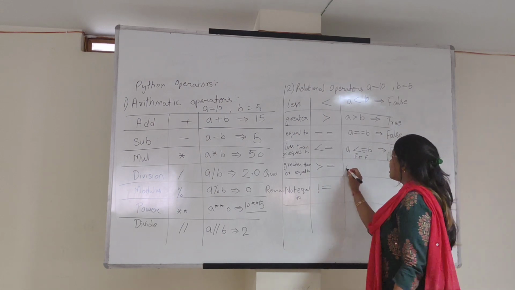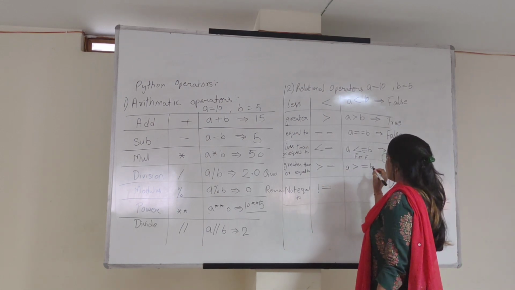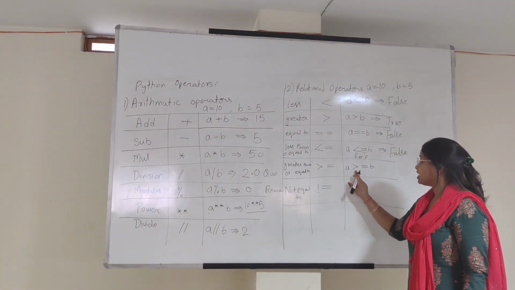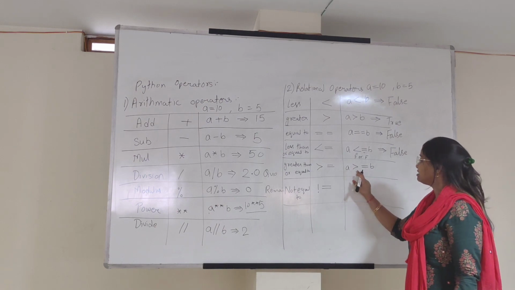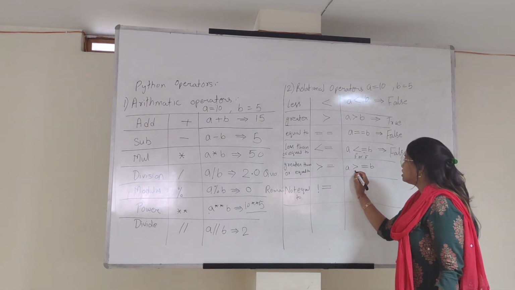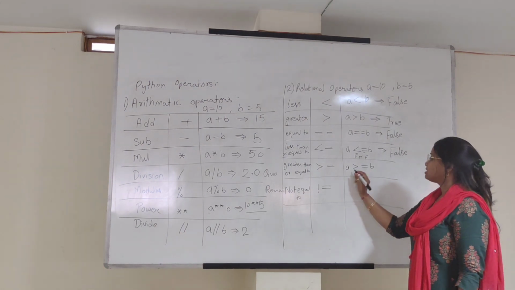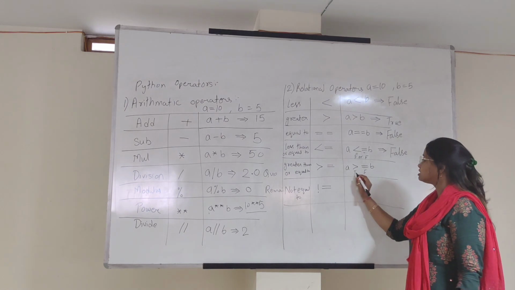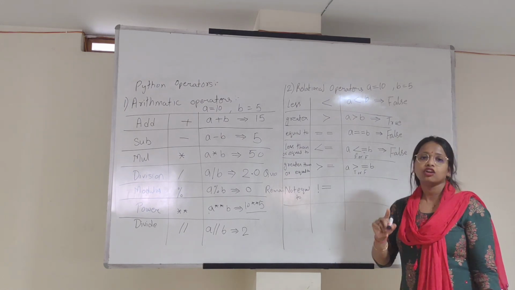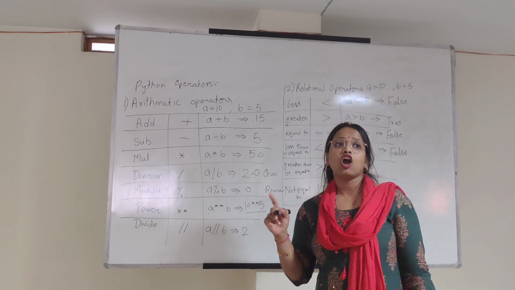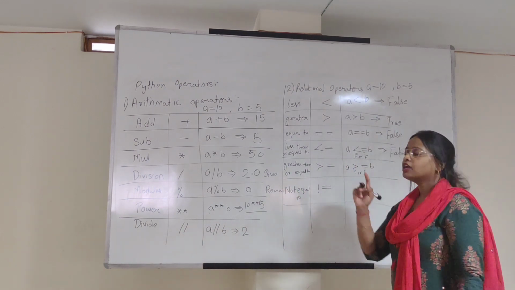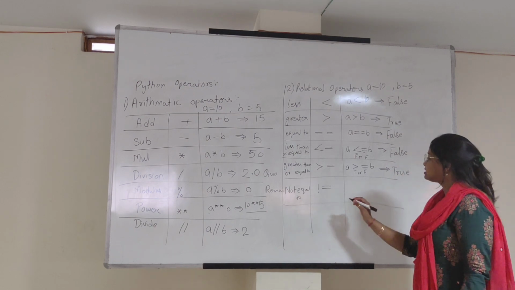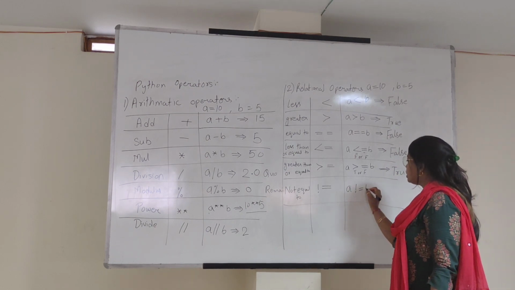The next is A is greater than or equal to B. The same as above, it will first check whether A is greater than B. Yes, it is greater, so the answer for this is true. Now next, A equal to B? No, it is not, so the answer for this is false. But true or false? If any of the conditions is true, in the OR situation the output will be true. Then the answer will be true. Okay? The next is A is not equal to B.